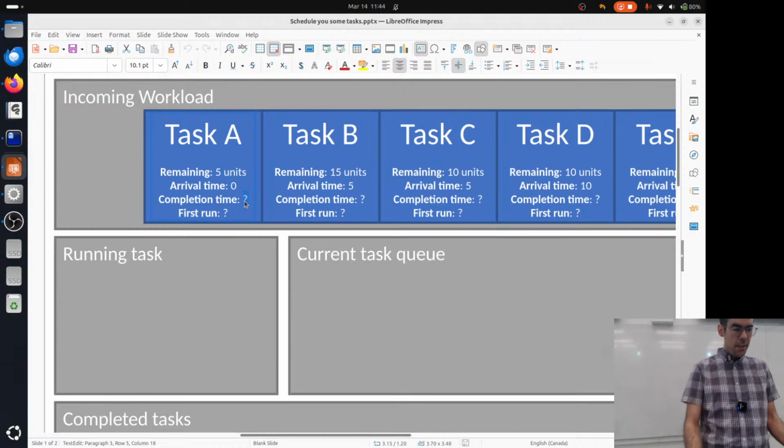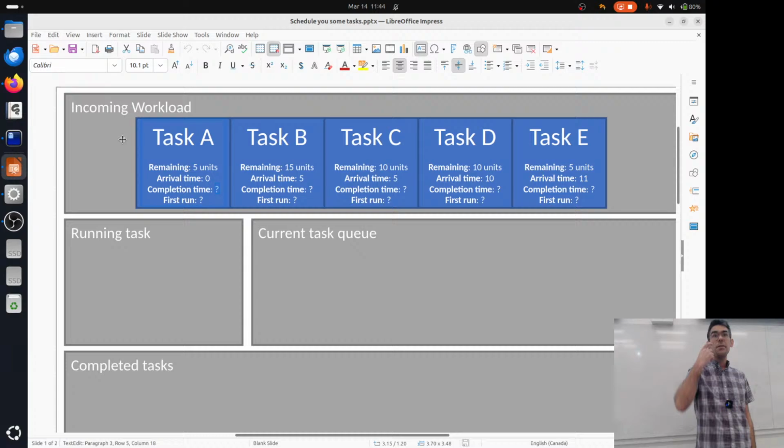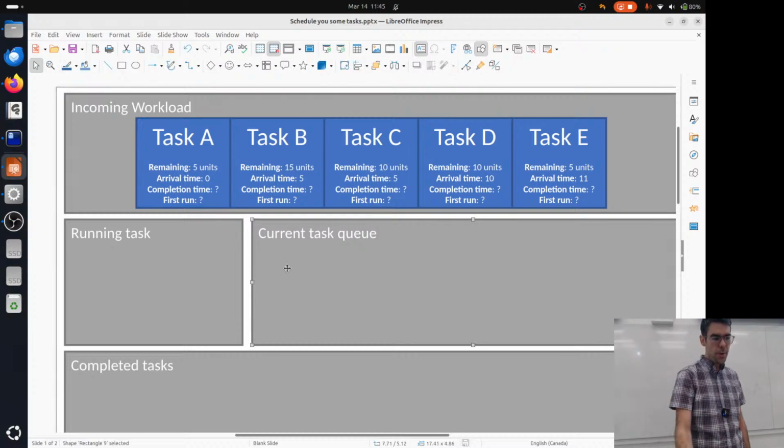There are different areas that we have in here. The incoming workload area is the queue of tasks that are going to be entering the system as time is moving on. There's the current task queue here, which holds the things that are in the system. They are eligible to be executed on the CPU, but they're not currently running on the CPU. This is our list of tasks.